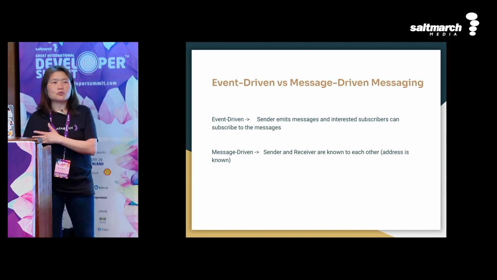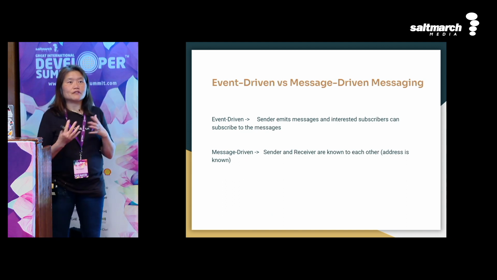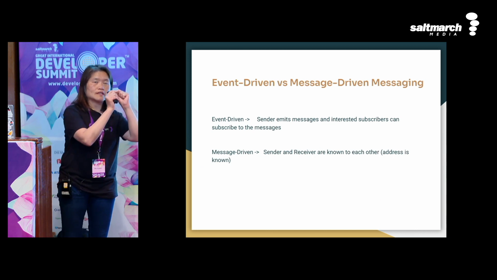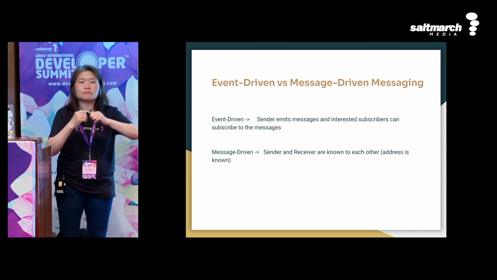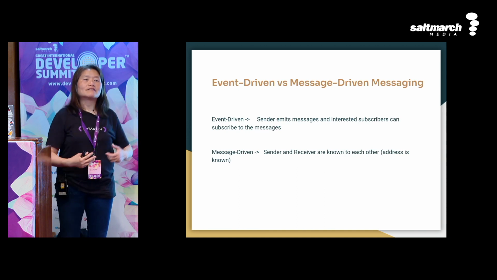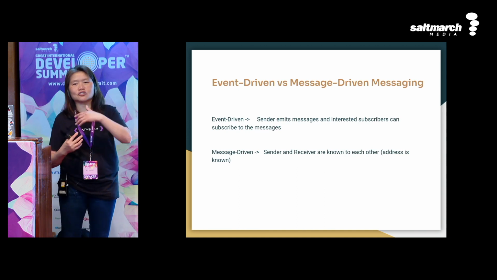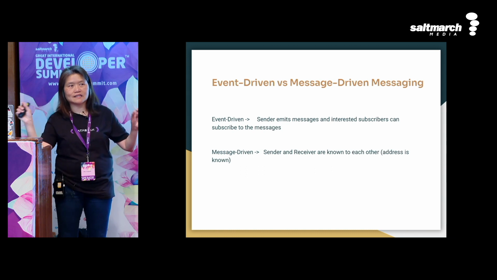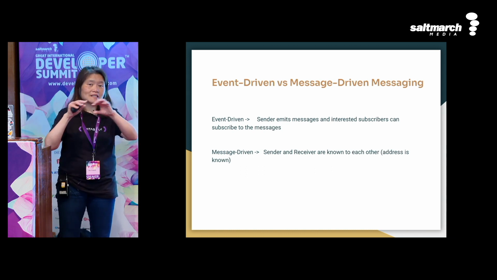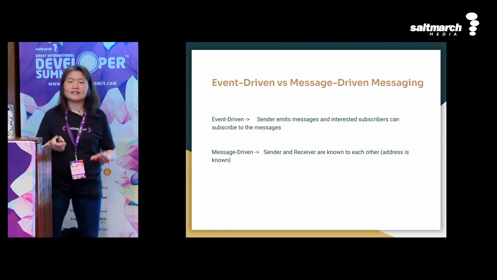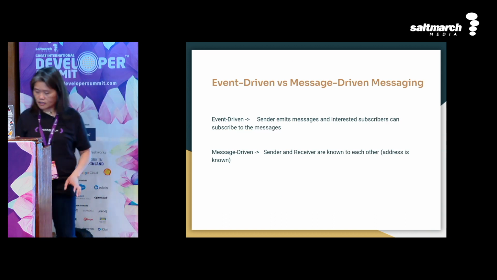Then there's another way of doing messaging, the message-driven way, which is usually one-to-one, sender and receiver. You have to know each other's address. It functions much like a queue. You need to send messages to a queue, you need to know the destination of the receiver, and once the messages are received, they are taken from the queue. So that's the difference between the two.